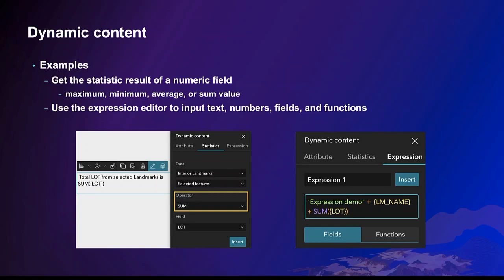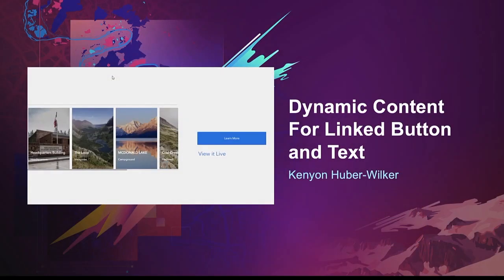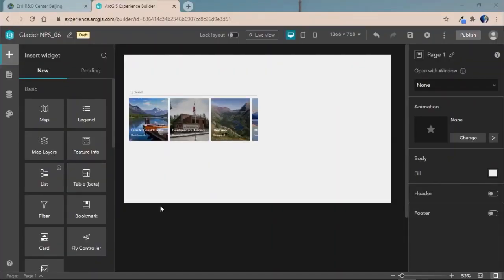You can also display feature count or other statistics and use the expression editor to combine all together. Here comes the demo. For this demo, we're going to focus on how to create dynamic content based off your data. If you remember in the previous demonstration on data views, we were able to dynamically link to different embedded webcams and images using our attribute in the places of interest feature class that we have.